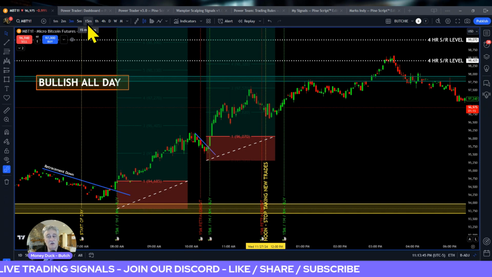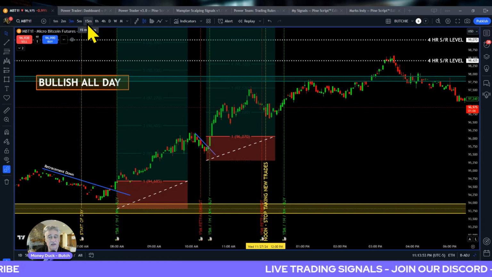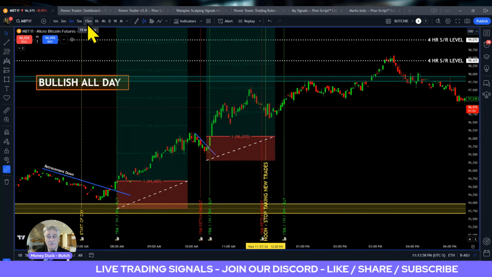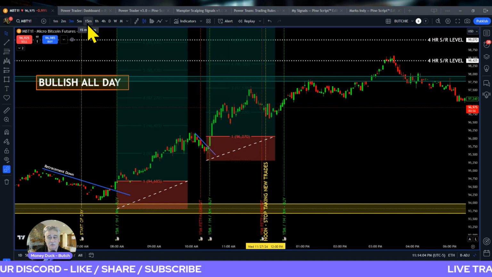The way this indicator works, this is a signal indicator: if the 4-hour is green, if it's bullish, you're only going to buy. You're only taking buy signals. And if the 4-hour time frame is bearish, we're only looking to sell. That's basically how it works.